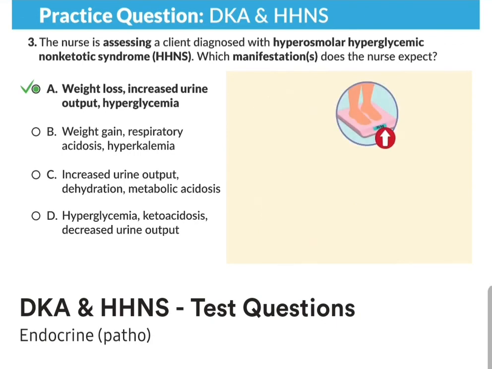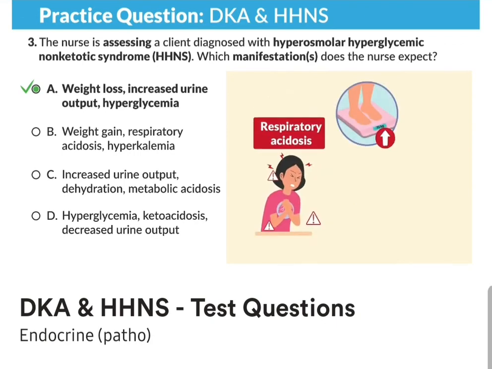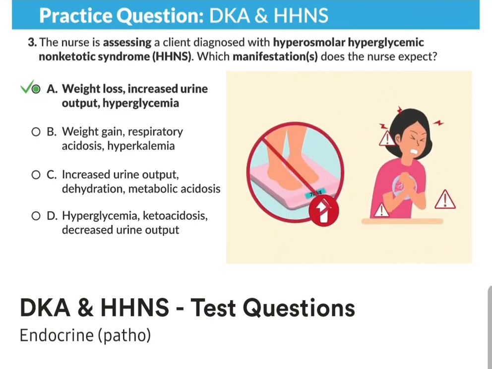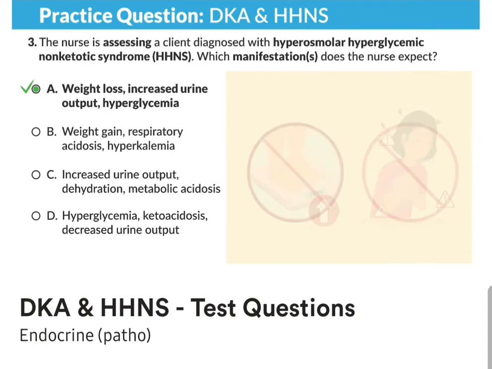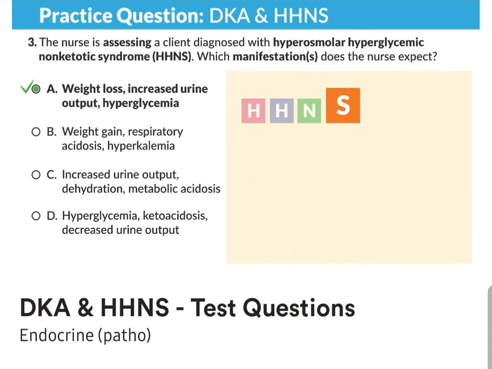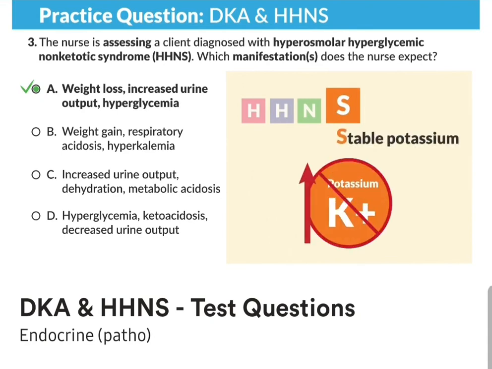Now, option B, weight gain, respiratory acidosis, and hyperkalemia. No, weight gain is not a manifestation. We're looking for weight loss because we have extreme dehydration with that water loss. And neither is respiratory acidosis. That's for DKA. So remember, the S in HHNS is for stable potassium and not hyperkalemia.